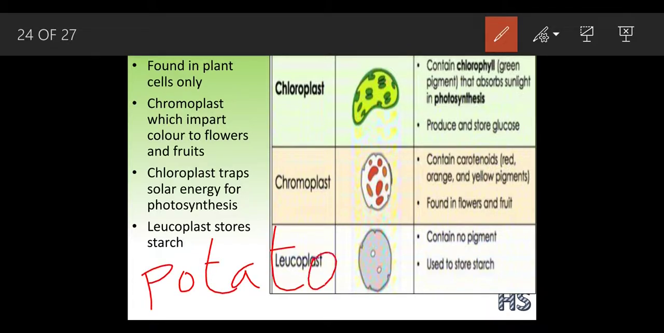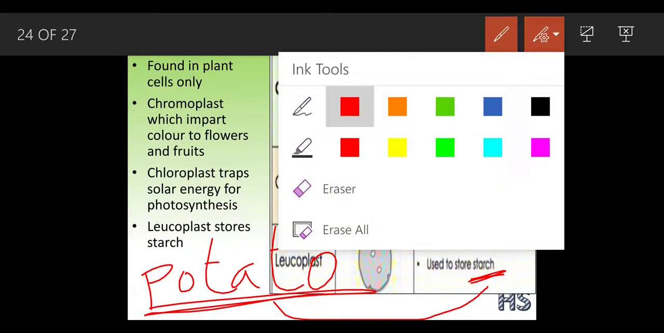So that is why doctors always recommend obese people, who are quite fat, to avoid potato, because potato helps you to increase in size. That increase in size is due to this starch only, this carbohydrate only. So a lot of leucoplasts are present in the potato.